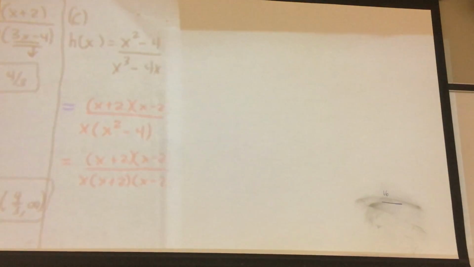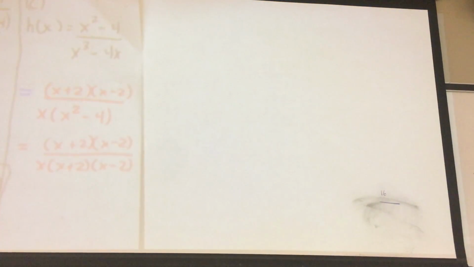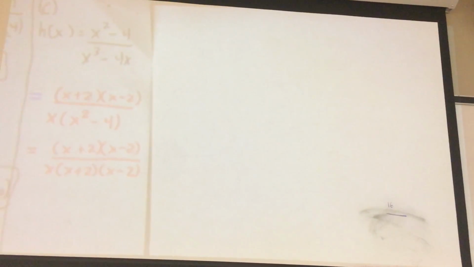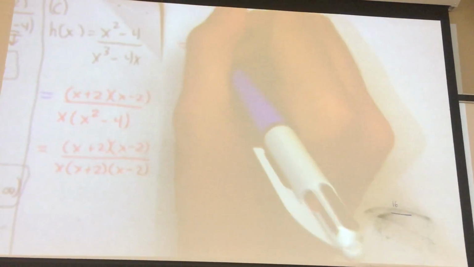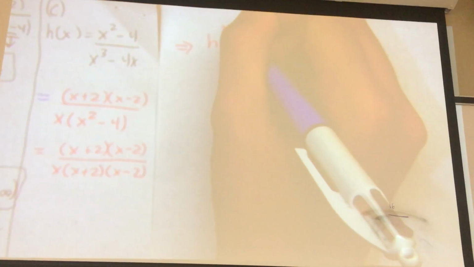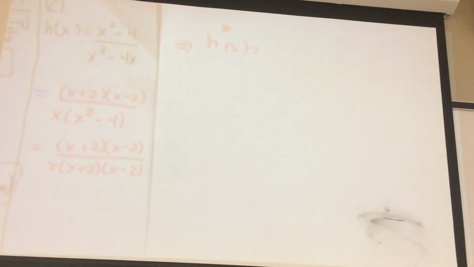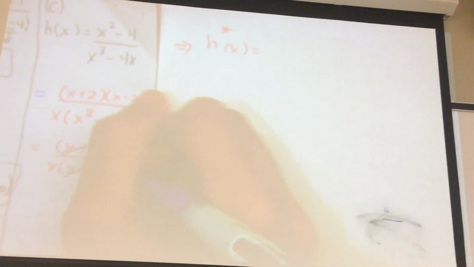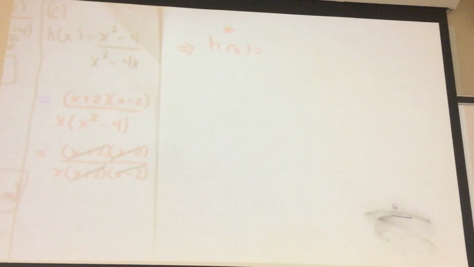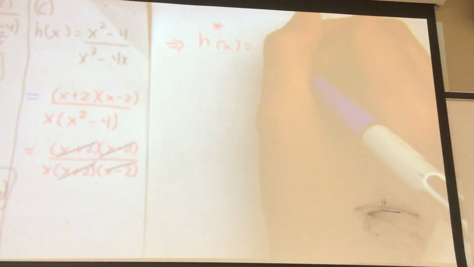Save some room here. Okay, let's see. So I would say that my reduced version, my h of x, if I were to reduce it, like a little star for reduced version, my h of x would be, I have to cancel x plus 2 and x minus 2. So in reality, it's just 1 over x, isn't it?